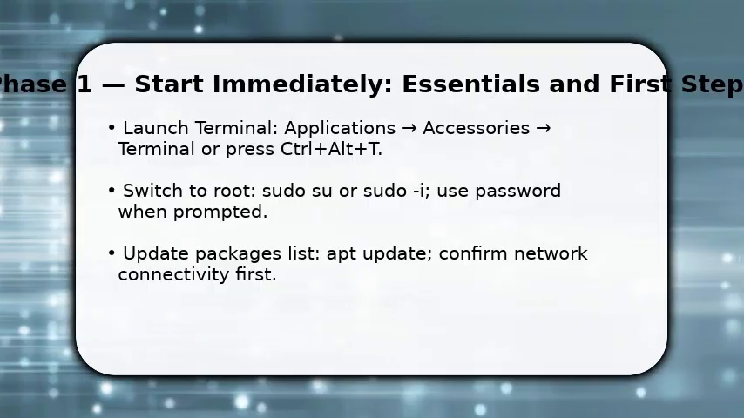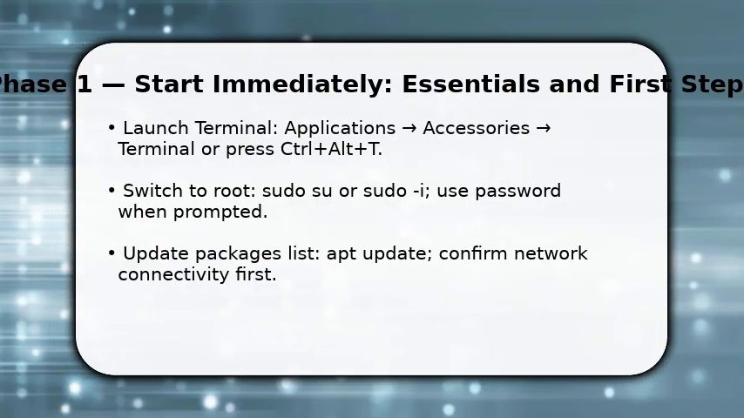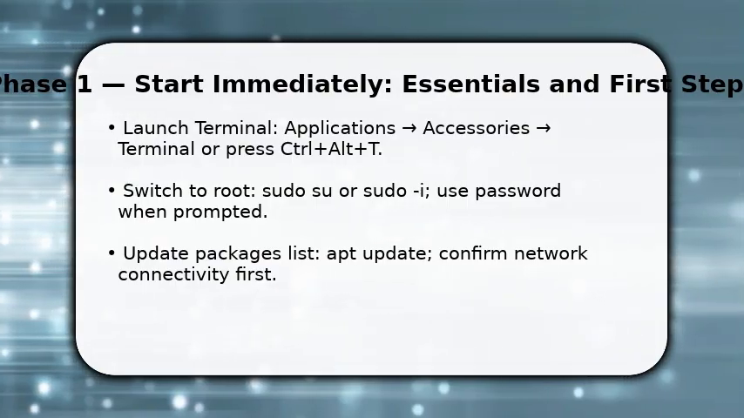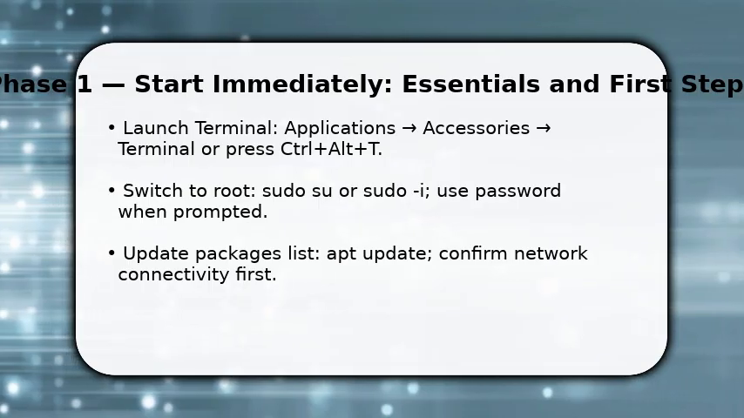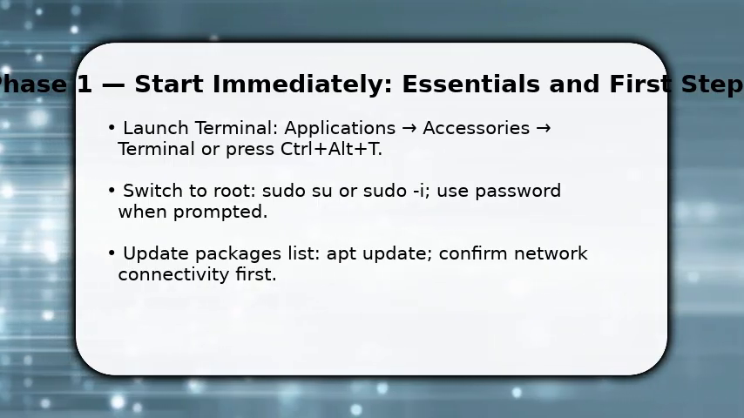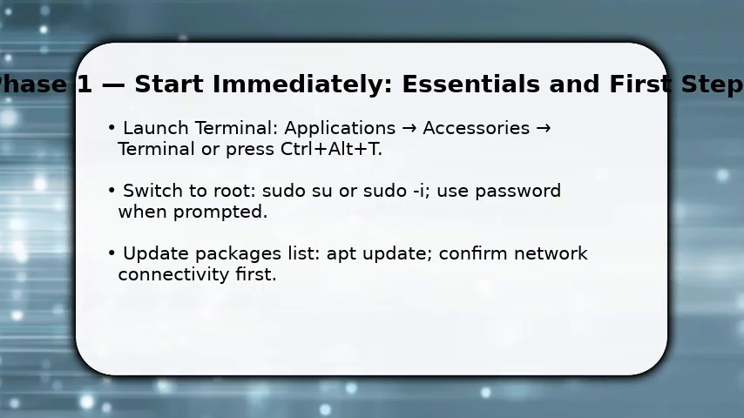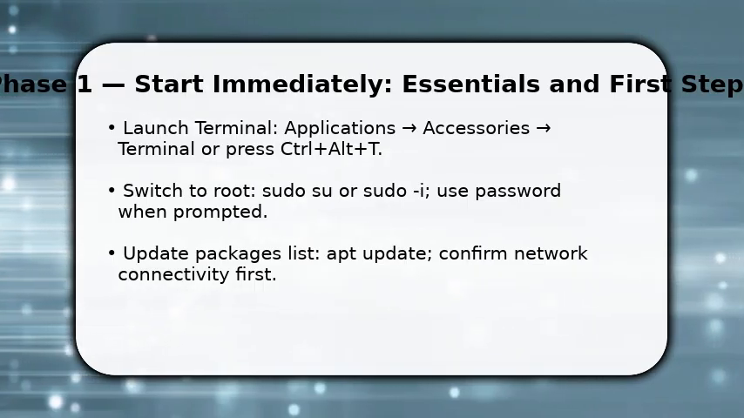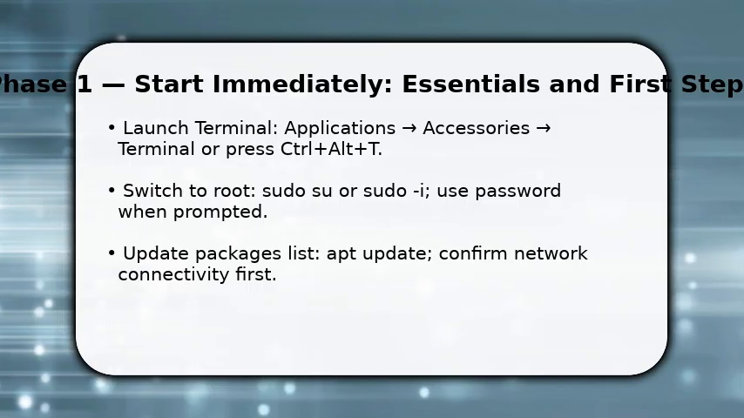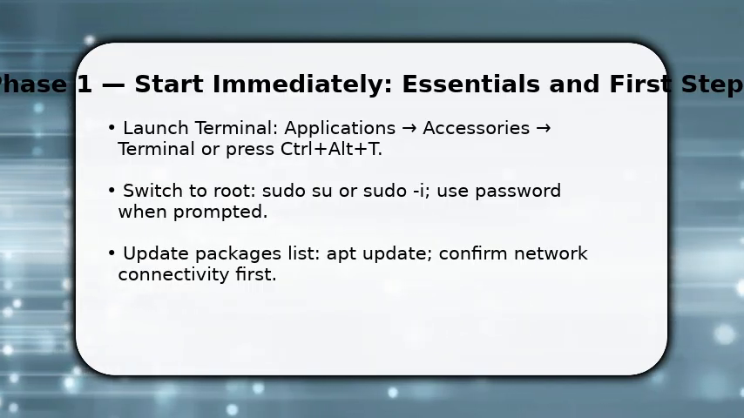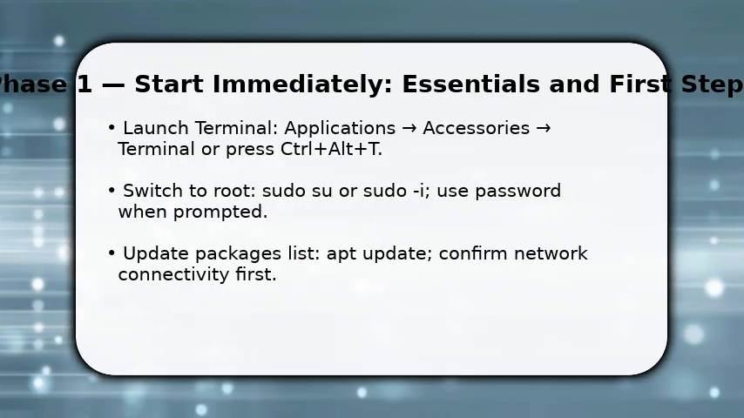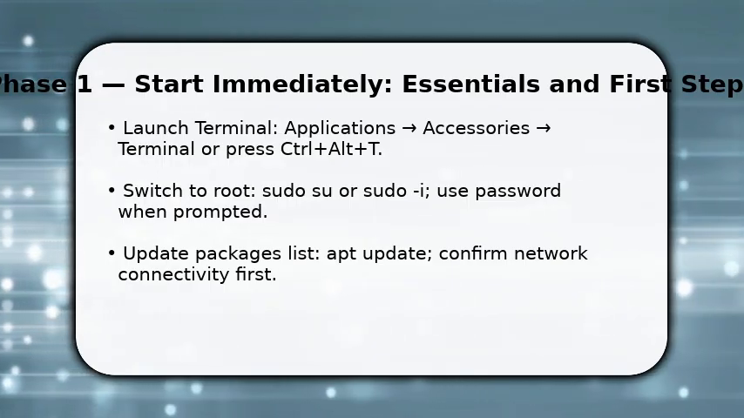You begin by opening the terminal and getting the right privileges. First, open Terminal now and escalate with sudo su or sudo -i so you can run system commands. Once done, run apt update to refresh package lists. This ensures you download current software. Make sure your network is active before updating, because missing connectivity causes errors.